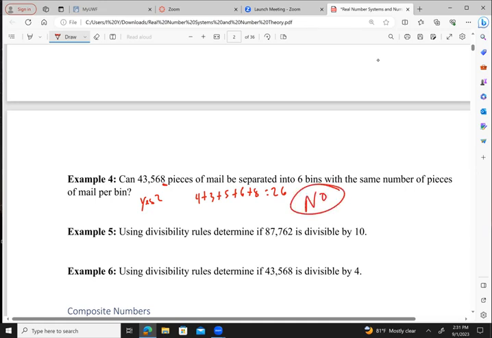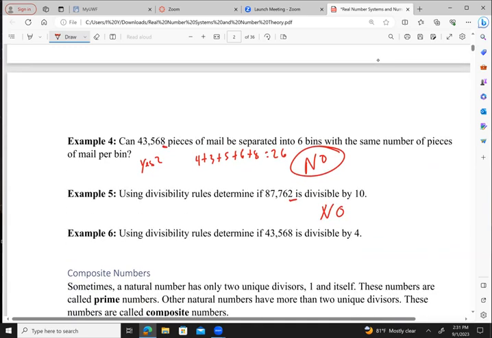Using divisibility rules, determine if 87,762 is divisible by 10. Last digit is a 2, which is not a 0, so no. Using divisibility rules, determine if 43,568 is divisible by 4. Look at the last 2 digits. Is that divisible by 4? 68 divided by 4, and I get 17. So yes.